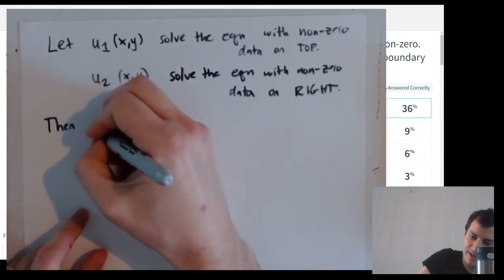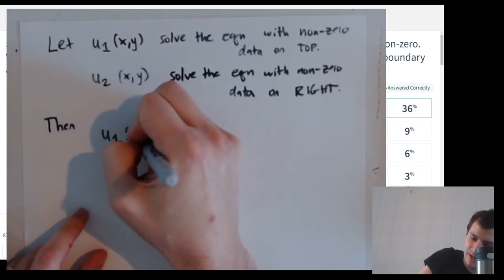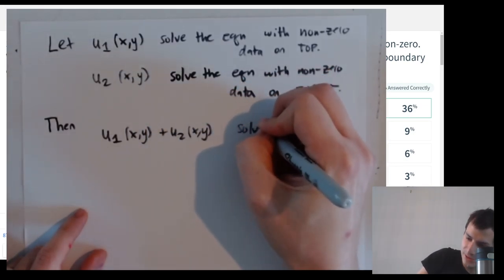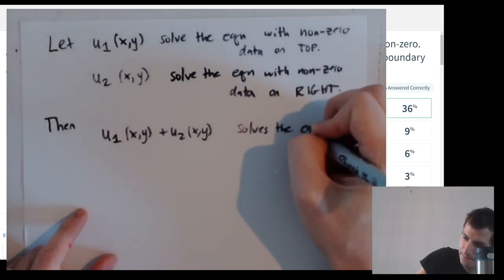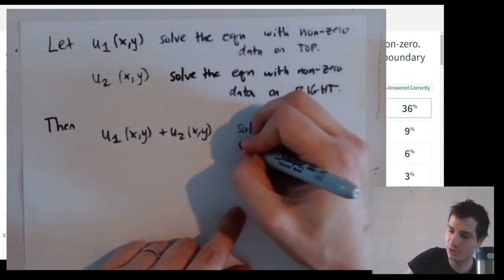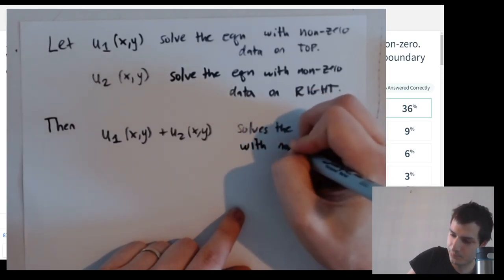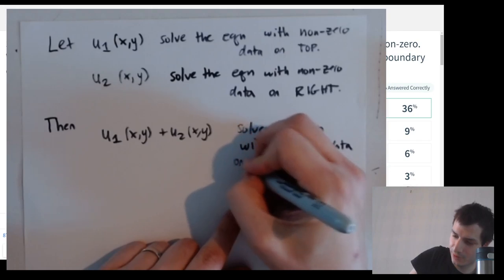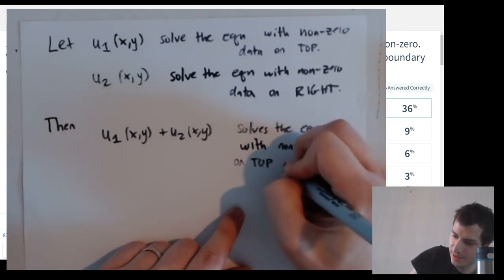The fact is then, if you just add them together, U1 of x,y plus U2 of x,y also solves the equation, and it has non-zero data on both the top and the right.